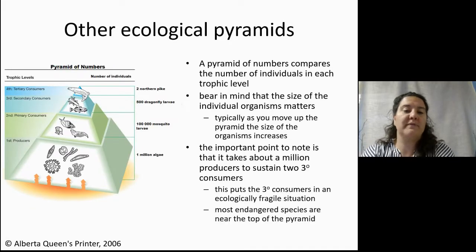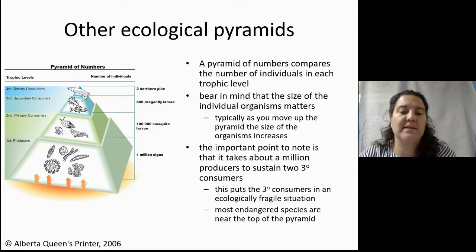We can also have a pyramid of numbers, which tells us the number of individuals in each trophic level. So except for an ecosystem that has a lot of large trees as its producers, typically we have more producers than we have primary consumers. And then we'll have more primary consumers than secondary consumers, and more secondary consumers than tertiary consumers. So as we go up the pyramid, the number of organisms typically decreases, but the size of organisms will typically increase.